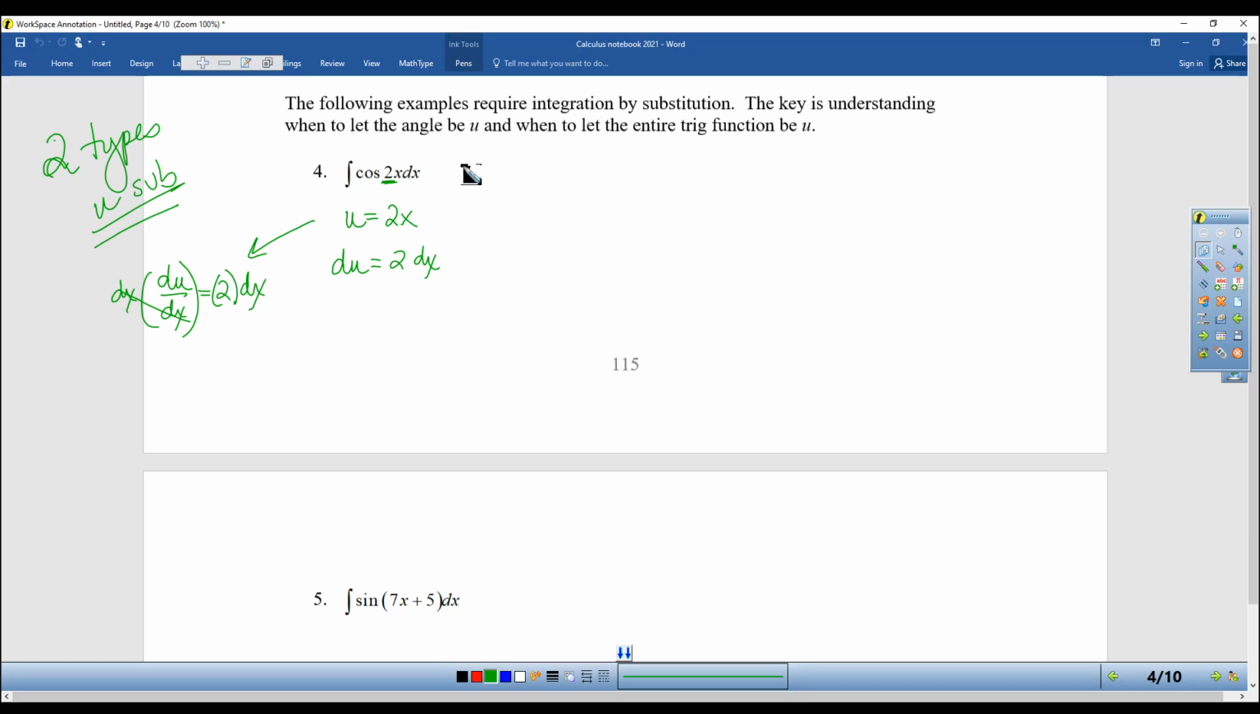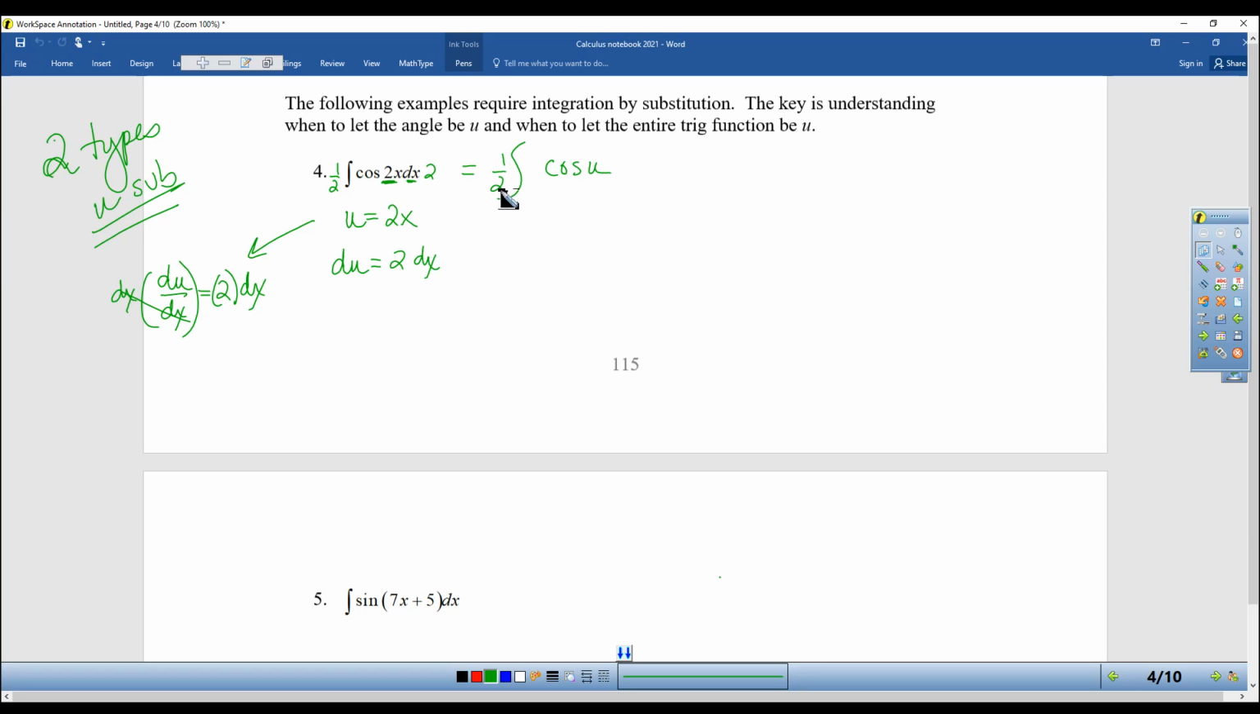Why would I do this process? Because I want to rewrite this as just cosine of u. I need it to be just cosine of u so I can do the integral. Do I have what I need? I do not. You remember this from last lesson? So I have a dx, but I need a 2. So I'm going to add a 2, and I'm going to add a 1/2.